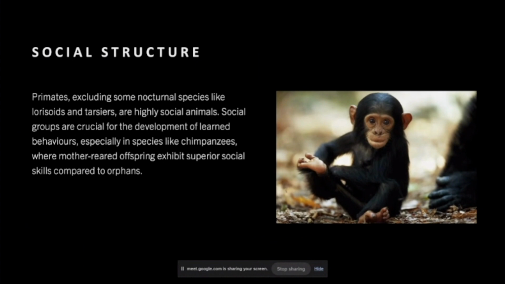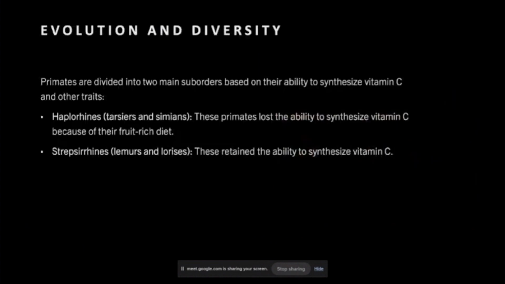Okay, now what was their social structure like? Primates, excluding some nocturnal species, are highly social animals. An example of this would be chimpanzees. They learn through socialization, okay? This just means that they learn through their mothers. Usually, primates or chimpanzees, for example, which are raised by a mother, have better social skills and are better able to adapt to their environment. So they know where to go to get food, or when there is danger and things like that. They know this because they were taught this. Okay. So this here is also very important to know.